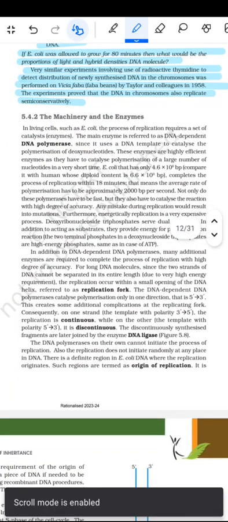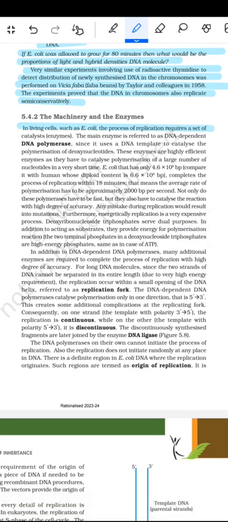Then comes the machinery and the enzymes. In living cells such as E. coli, the process of replication requires a set of catalysts, enzymes. The main enzyme is referred to as DNA-dependent DNA polymerase, since it uses a DNA template to catalyze the polymerization of deoxynucleotides. These are highly efficient enzymes, as they have to catalyze polymerization of a large number of nucleotides in a very short time.